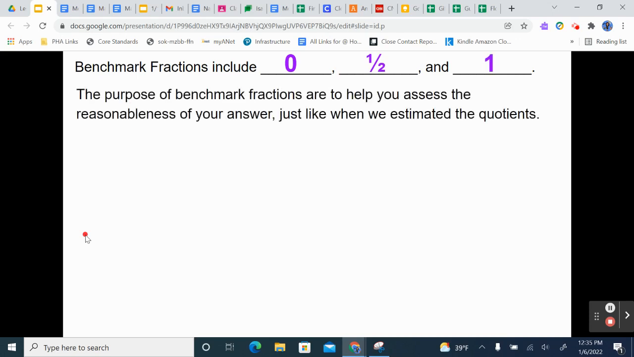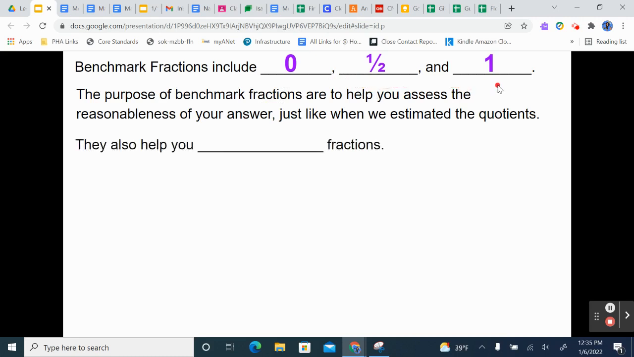The purpose of benchmark fractions is to help assess the reasonableness of your answer, just like when we estimate quotients. So we are going to use fractions and decide if they're closer to 0, 1/2, or 1.